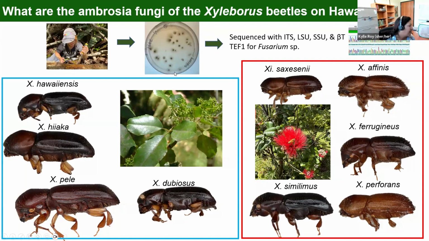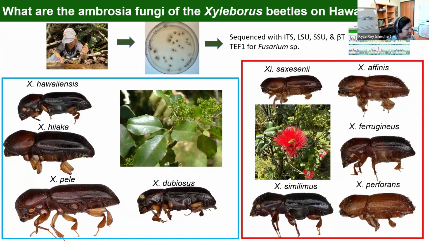and then plate them, make a fungal lawn, and then you keep plating and plating until you get an axenic culture, so a pure culture. And then we extract the DNA from the fungi, and in this case, we used several different markers: ITS, LSU, SSU, and beta tubulin.